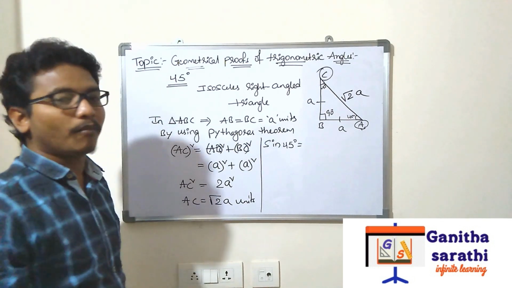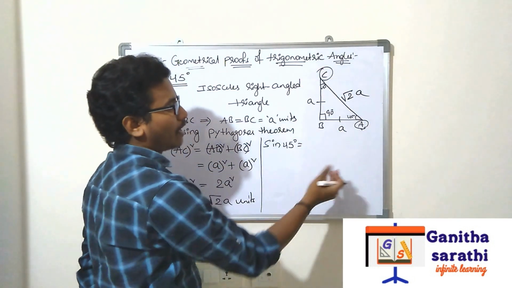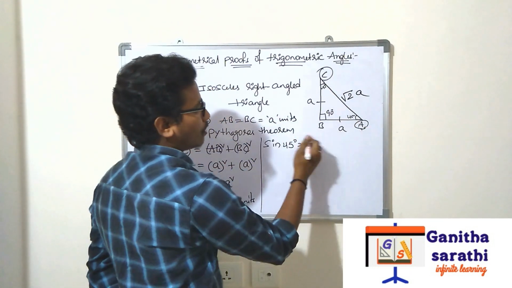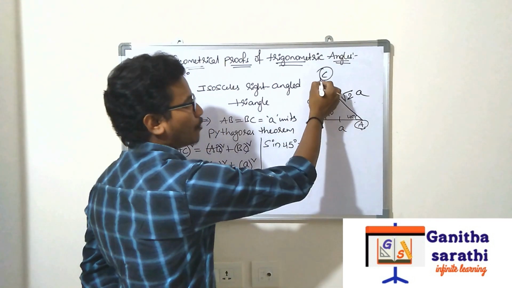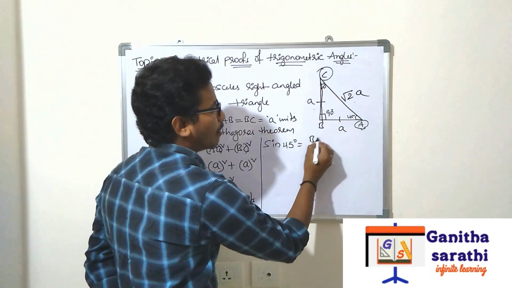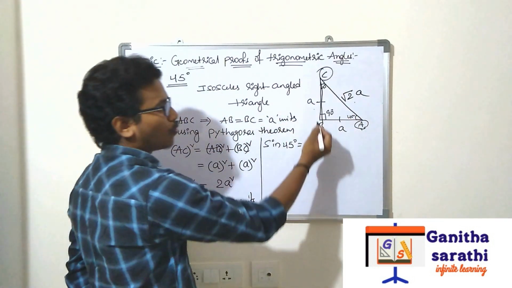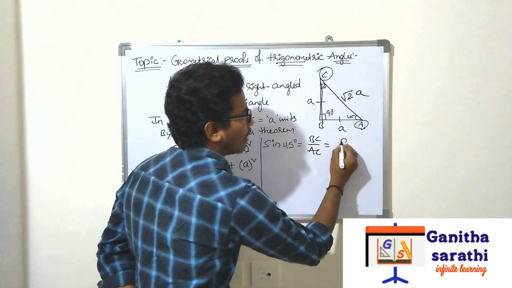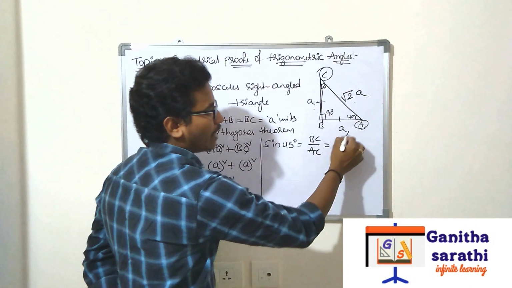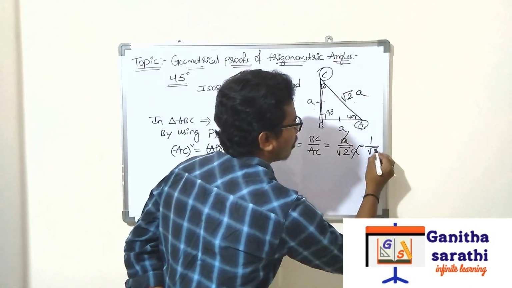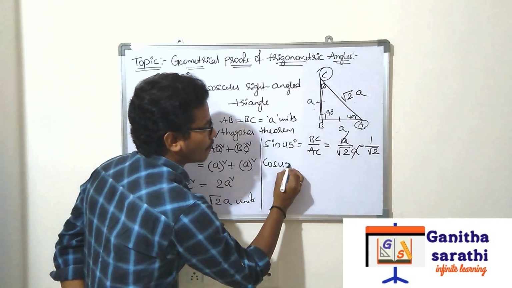Sine 45. What is the sine theta formula? Opposite side by hypotenuse, right? You can take A or C, anything. I am taking this one. So if angle A is 45, sine 45 is equal to opposite side by hypotenuse. What is the opposite side here? BC. What is the hypotenuse here? AC. What is the value of BC here? A. What is the value of AC here? Root 2A. So cancel A and A. Sine 45 value is 1 by root 2.